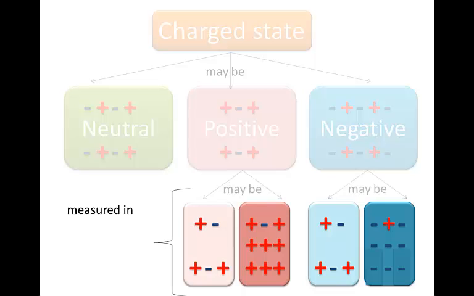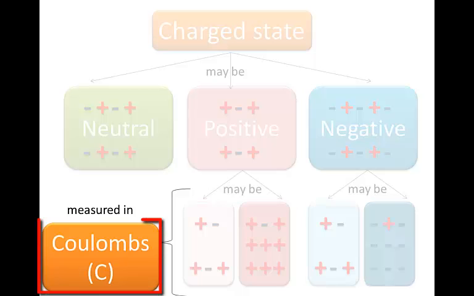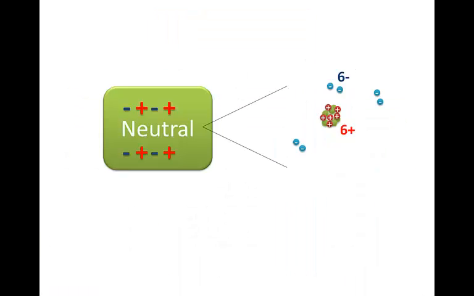Now we need some way to measure how charged an object is. We need a unit, and the unit that scientists generally use is the coulomb. So let's try and understand what a coulomb is, how much that is. The reason why objects are charged at all is because of an imbalance between positive and negative charges. So a neutral object has just as many positive as negative charges. So if we could look at the atoms that make up the neutral substance, we would see that there are just as many protons as electrons in that substance.